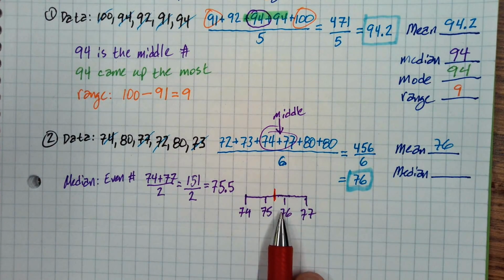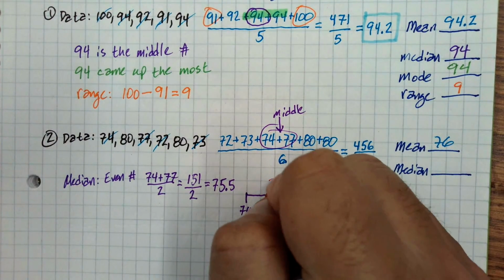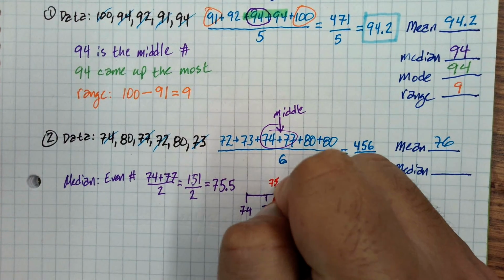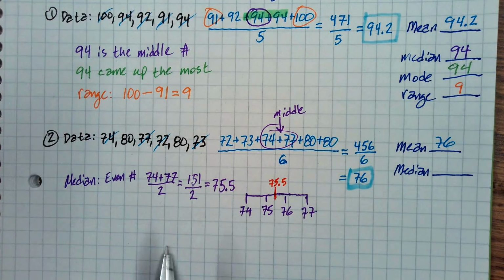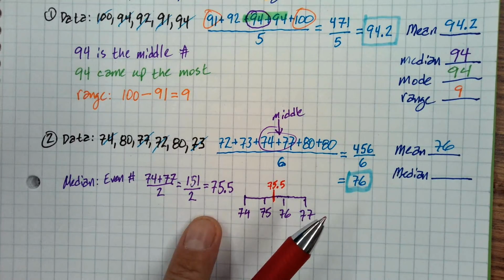What's halfway between them? 75.5. You could do it by using a number line like I just did, or just add the two numbers, divide by 2.